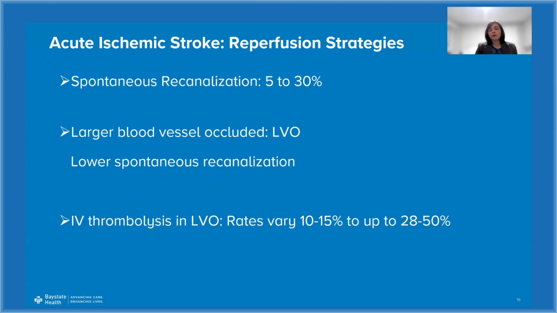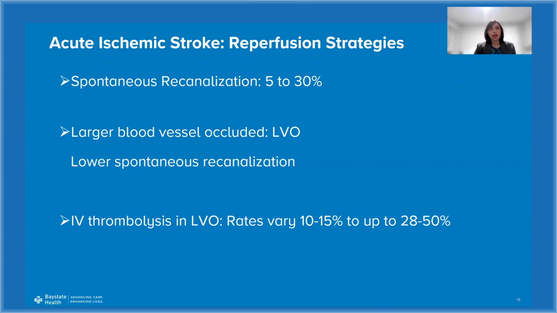If we don't do anything, say, for example, the patient comes in, does not receive either of this treatment, does it mean that there is no chance that the vessel will open up? That is not entirely true. Our body does try to open up a blocked vessel, and these spontaneous recanalization rates can vary from 5 to 30%, depending on the various literature. Larger blood vessels, what we call LVOs, when a larger blood vessel is occluded, the chances of that spontaneously opening up are very low.